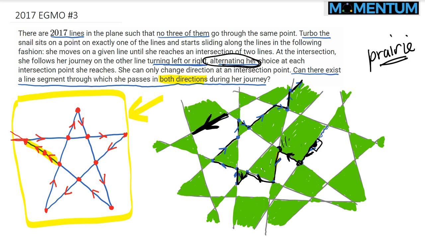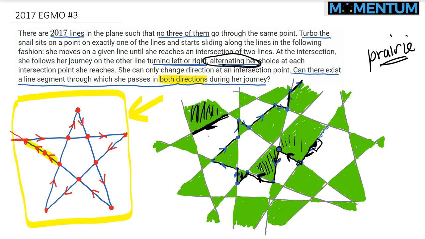Does that make sense? There is no way that we will come back to this road in the other direction, where the prairie will be on the left side. Because the prairie always appearing on the right side is an invariant. It's a property of this coloring that we just did. And that's it. This solves this problem. Very nice problem, actually. I enjoyed it a lot.